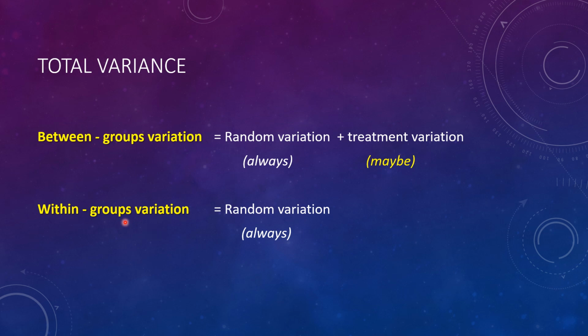Whereas down below, within groups variation is simply just random variation. And again, this is always present, right? So we want to try and partition out this stuff here to see if this stuff here is left over. That's what analysis of variance does.